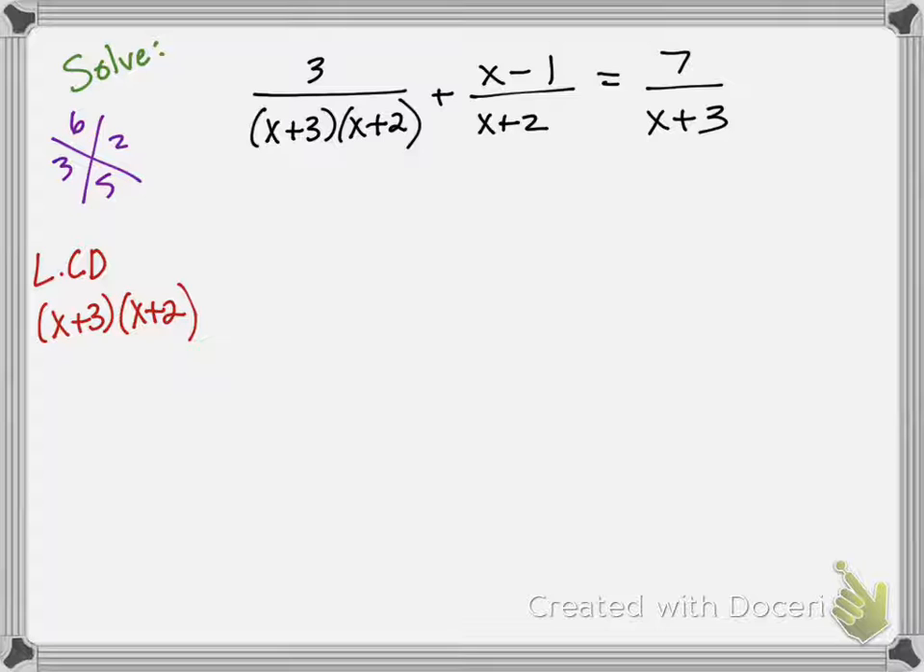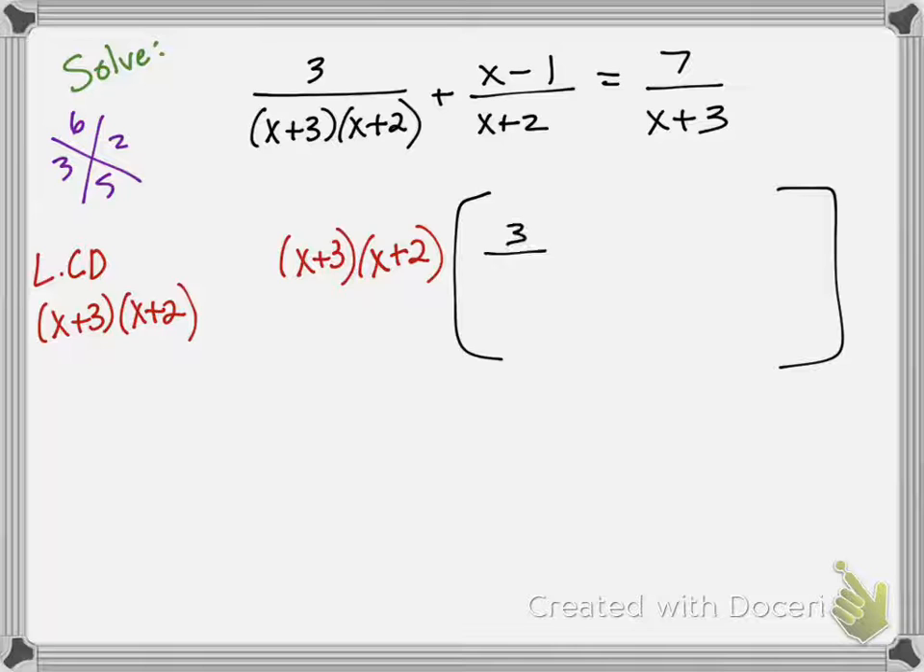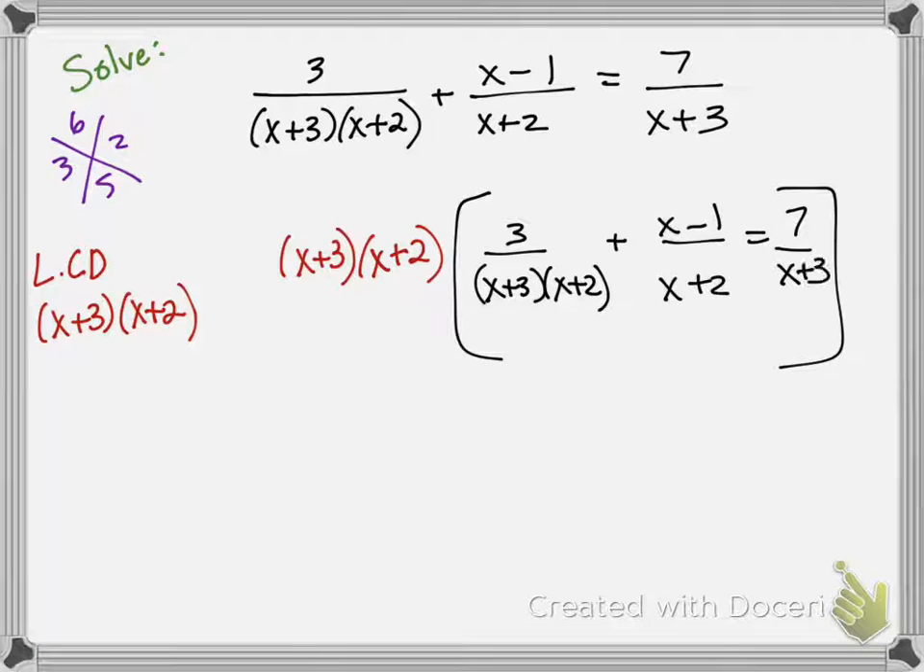So essentially, we're going to be multiplying the entire equation by the least common denominator. I'm going to rewrite the least common denominator here on the outside, x plus 3 times x plus 2, and we're multiplying that by the entire equation. So 3 over x plus 3 times x plus 2, plus x minus 1 over x plus 2, equals 7 over x plus 3. Essentially, we're going to be distributing this to all three parts of the equation.